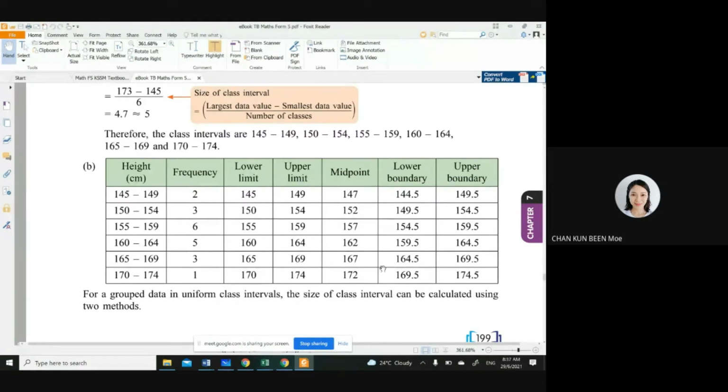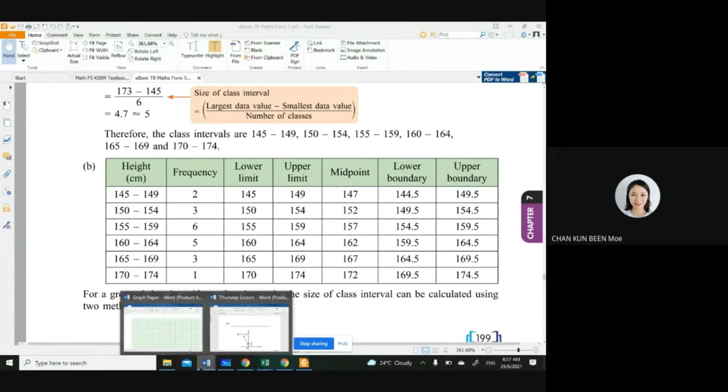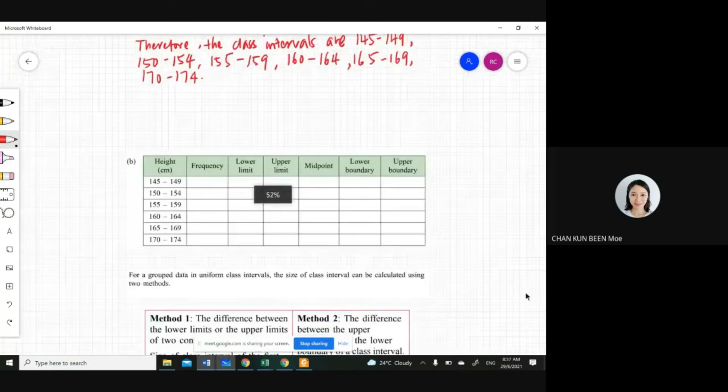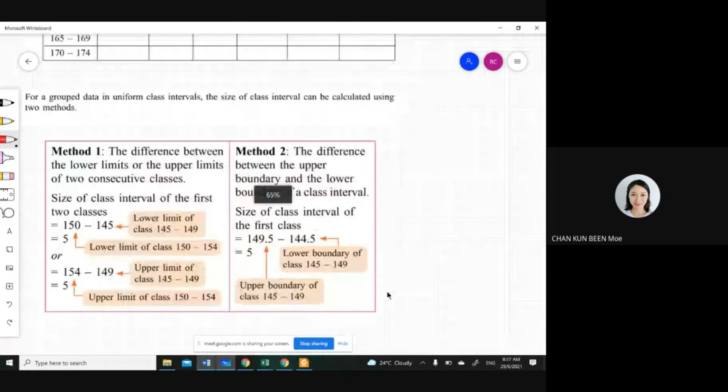Are you okay for all of this table here? Yes. Okay, I move on to this part here. For grouped data in uniform class intervals, uniform means all of the class intervals are the same, 5, 5, 5, 5, 5, 5 each. The size of class interval can be calculated using two methods. Next time, maybe they don't give you this, and they ask you to find the size of the class interval. You can calculate it based on the upper limit and the lower limit given. You look at method 1 and method 2 given over here, it is very simple.